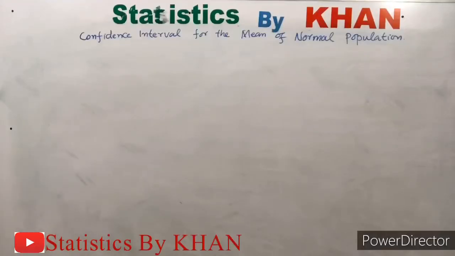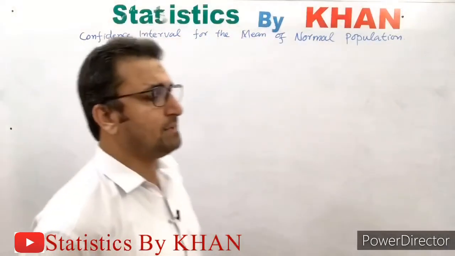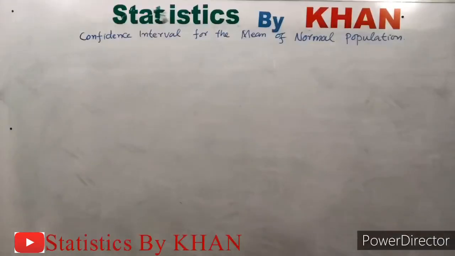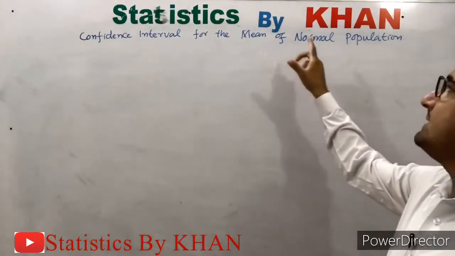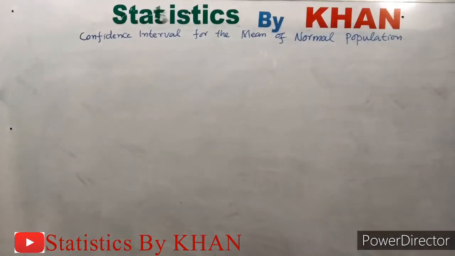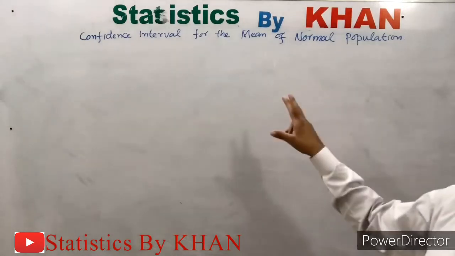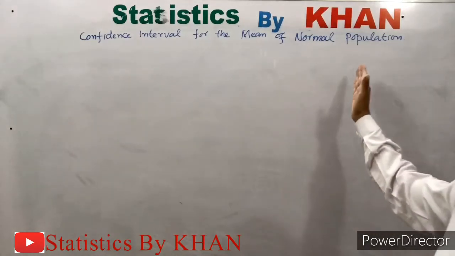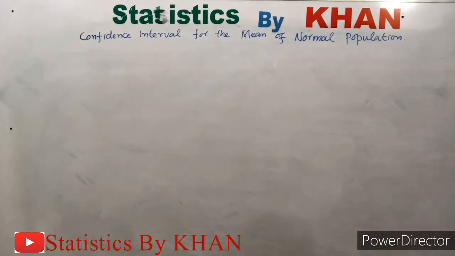Confidence interval for the mean of normal population. What does it mean? It means an interval that is constituted by two limits, where the population parameter mean is expected to lie within these two limits, and with this interval some level of confidence has been attached. Such an interval is called a confidence interval for the mean of normal population.